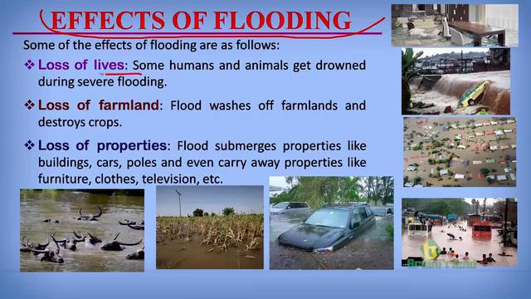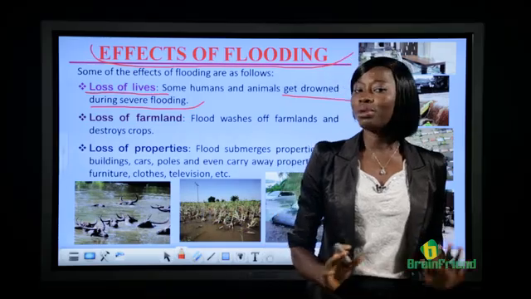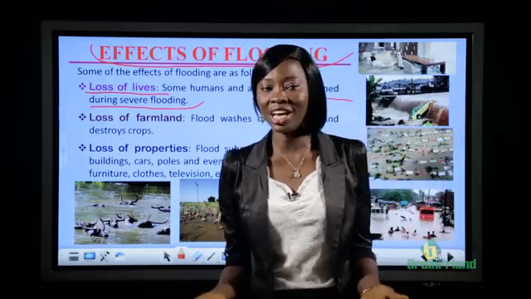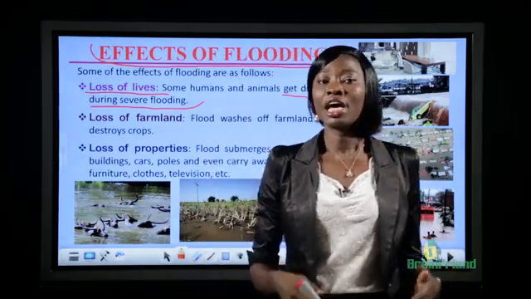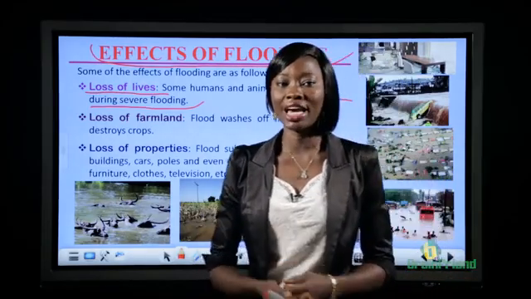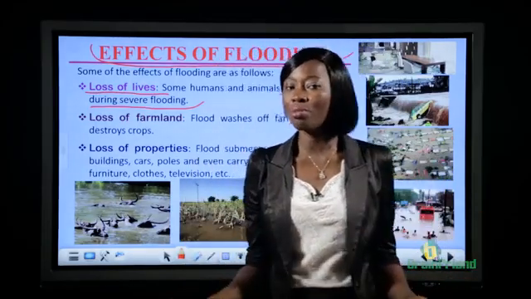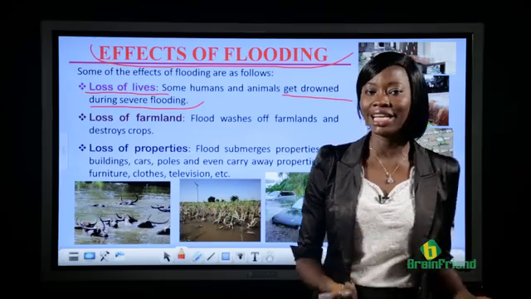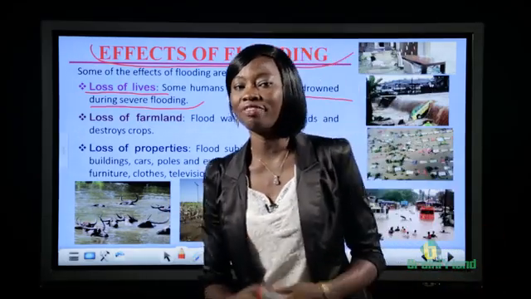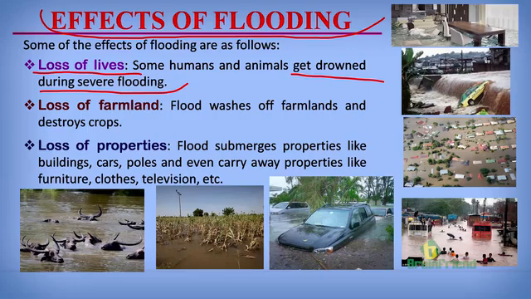One is the loss of lives. Flooding could lead to the loss of lives. Some humans and animals usually get drowned during severe flooding. In every community that may have experienced flooding, sometimes you hear that a certain number of humans were killed or died as a result of the flooding. Animals were destroyed, farmlands and so on were destroyed. So flooding could lead to loss of lives.